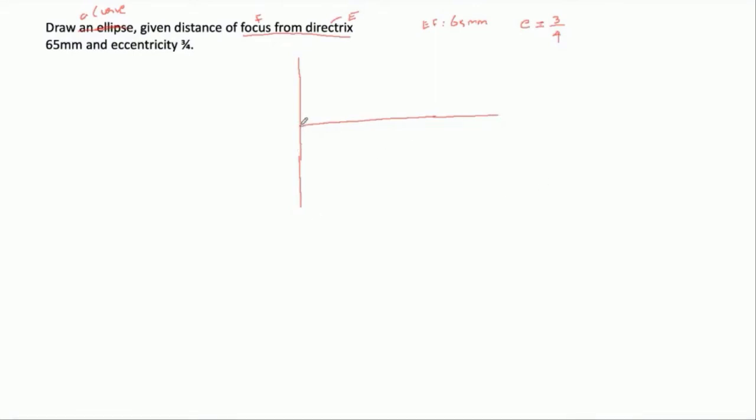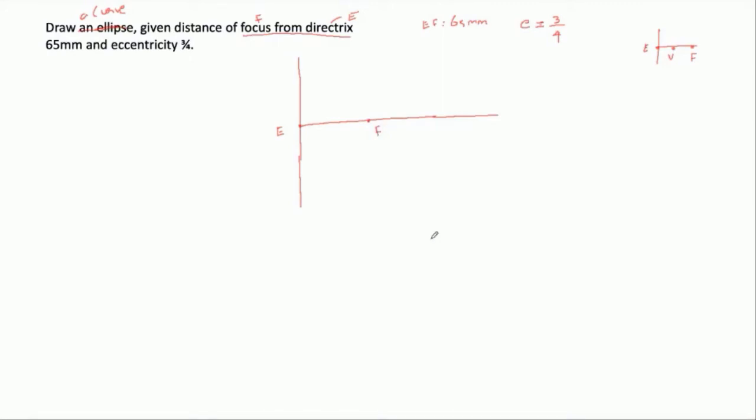So this point is E. In general for an ellipse, this will be E, the vertex will be coming somewhere here and the focus will be coming somewhere here. So E, V and F. This is the pattern we are going to follow. So try to incorporate the data which we have here. EF is equal to 65 mm. So E is here. Can I locate the position of F here?